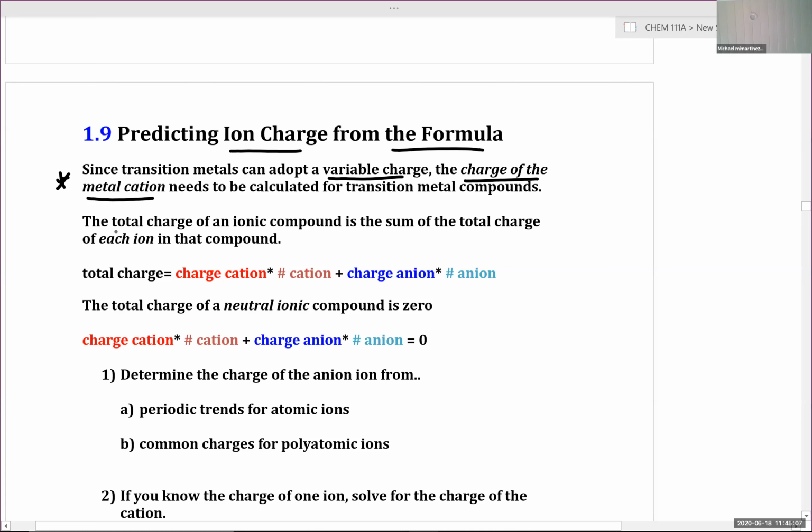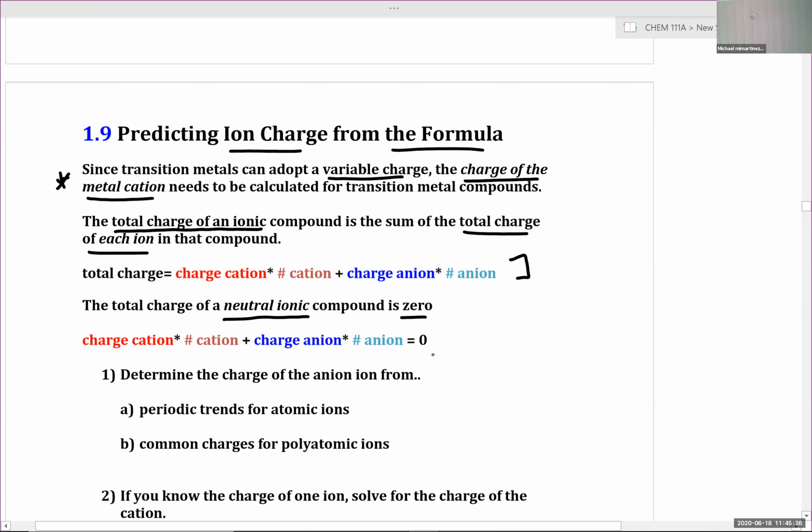So we know that the total charge of an ionic compound is the total charge of each ion, right? So this equation we've used time and time again. Now, the total charge of a neutral ionic compound is going to be 0, right? So we'll set this entire total charge equal to 0.